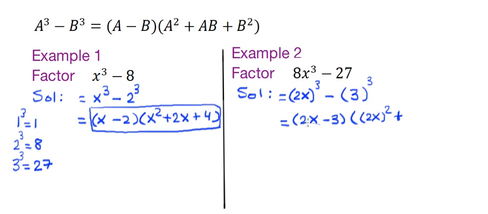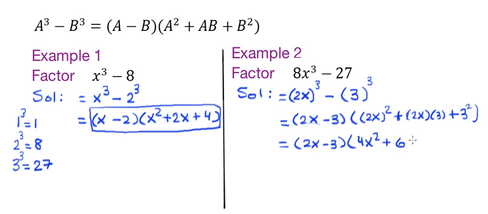The multiplication of these two guys, 2x times 3, and then plus the square of the second base, 3 squared. Well, then just simplify. 2x minus 3 stays as 2x minus 3. 2x squared, 2 squared is 4, x squared, plus 2x times 3, 2 times 3, 6, 6x, plus 3 squared is just 9.